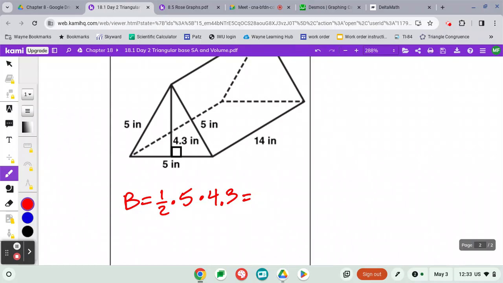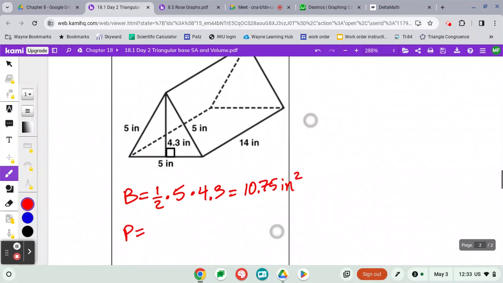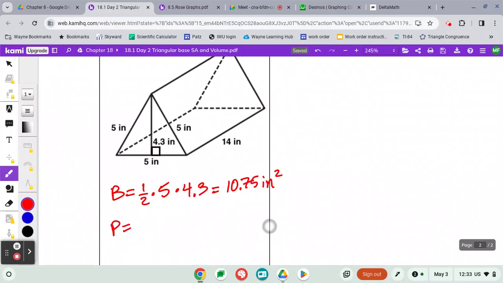All right, what do we get? Okay, so 10.75. Okay, next we need our perimeter. Perimeter is actually pretty easy on this one. What is our perimeter? 15. 5 plus 5 plus 5. And then, real quick, just to make sure we know, what is the height of my prism? 14. Yep.